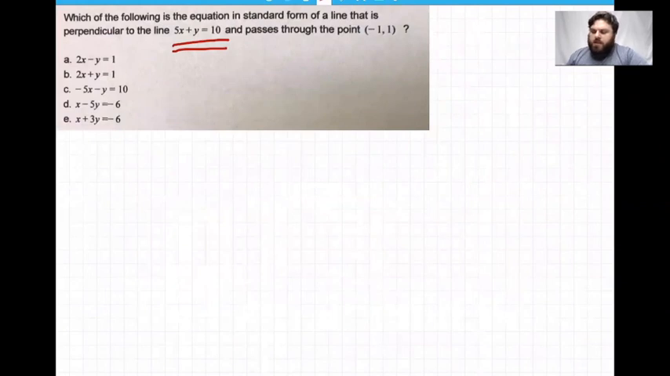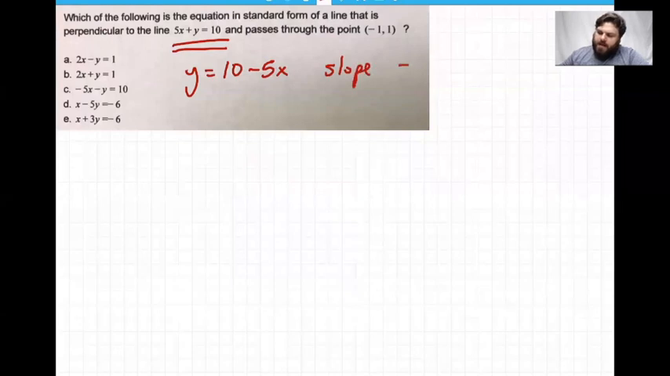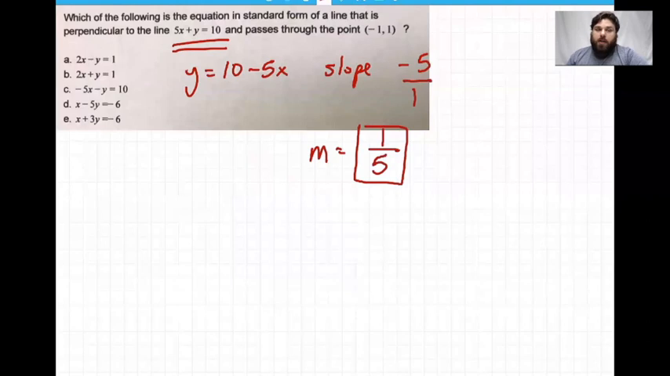So first, let's find the slope of this first line. Let's solve for y. Y equals 10 minus 5x. All I did was subtract that 5x over. So the slope of this line is negative 5. Now, I don't want to use that same slope. I want to use the perpendicular slope. So you have to remember that's a fraction in disguise, and that the negative reciprocal would be 1/5. So this is the slope that I want to use for our line.